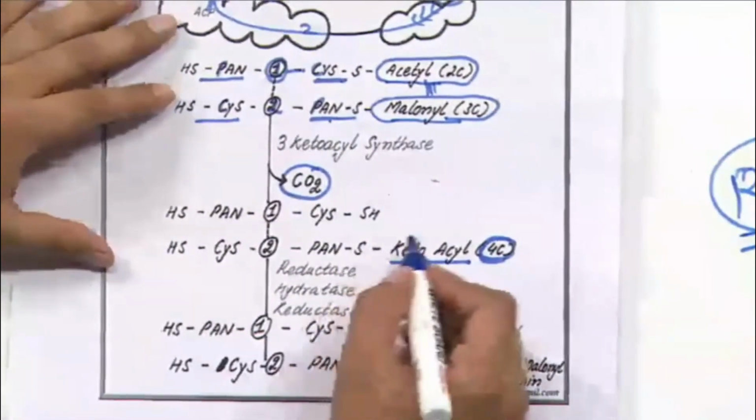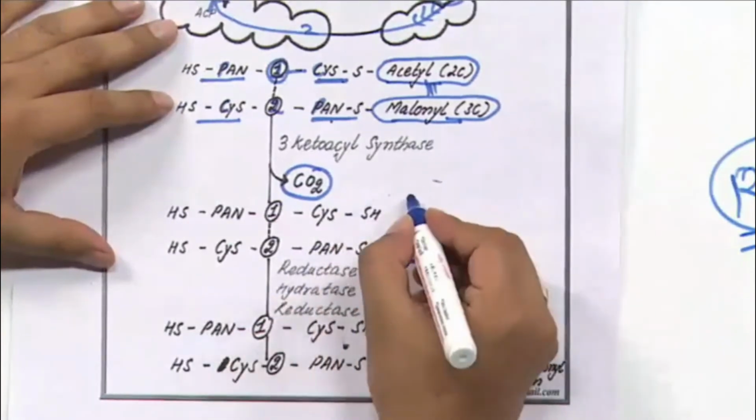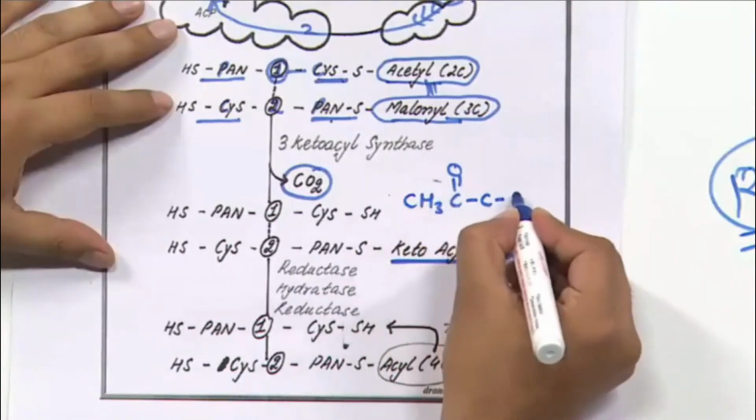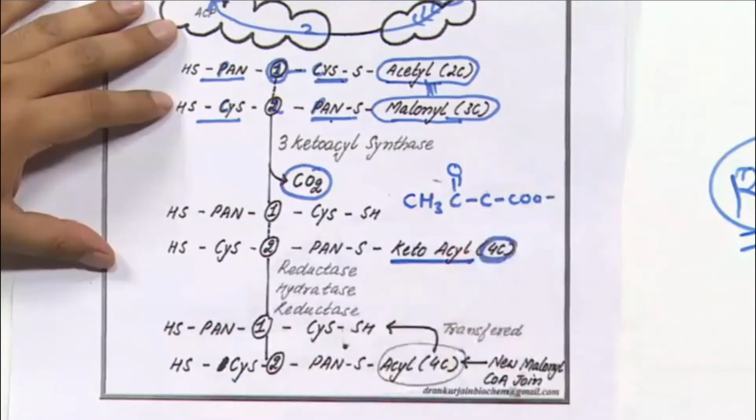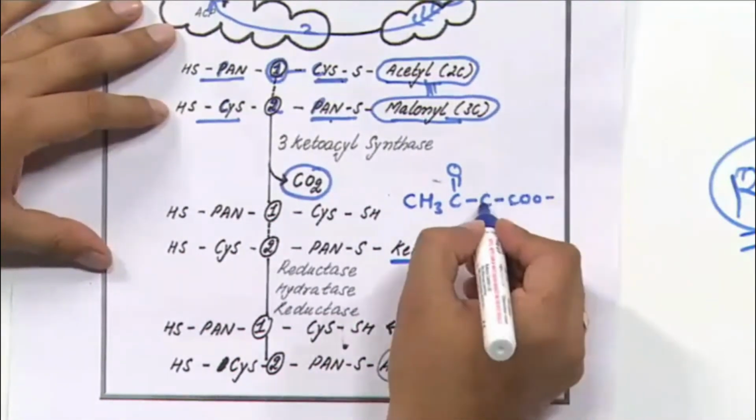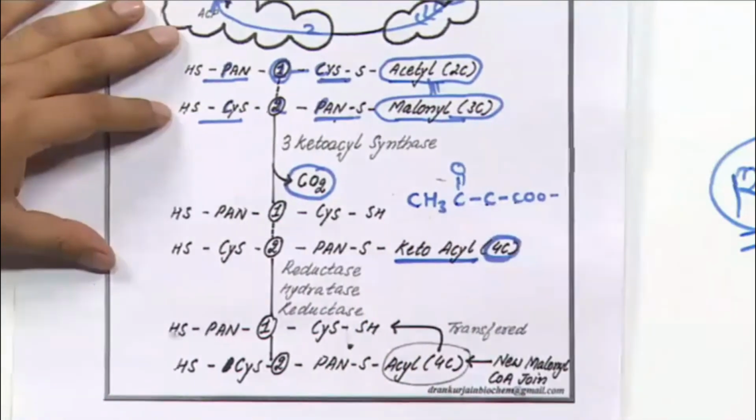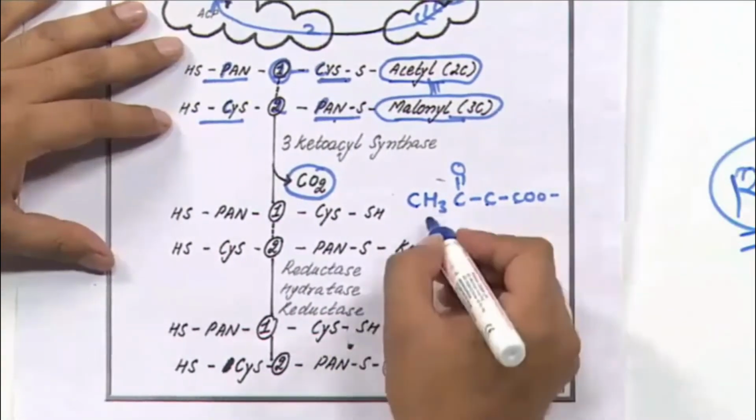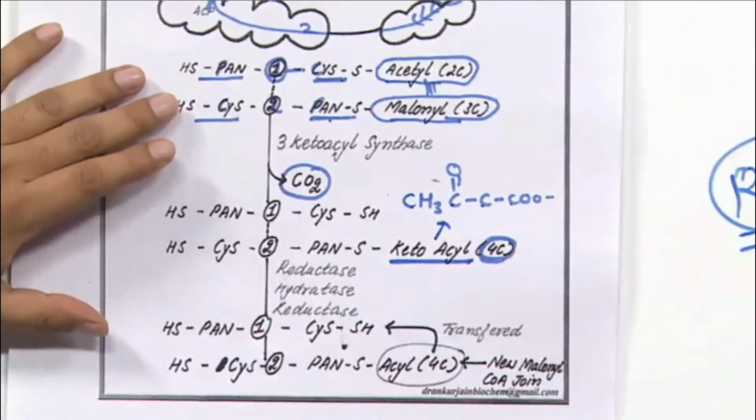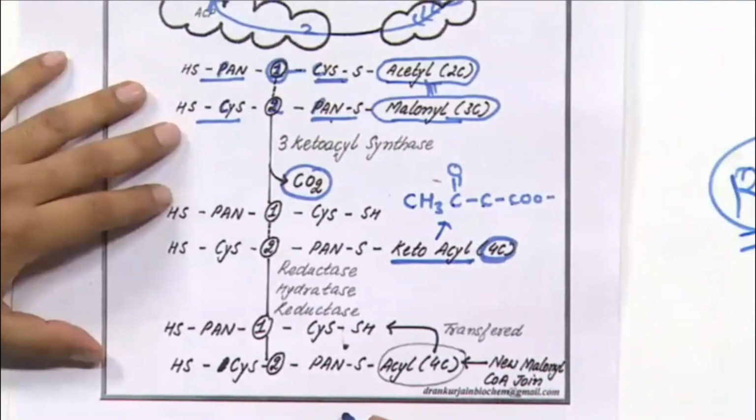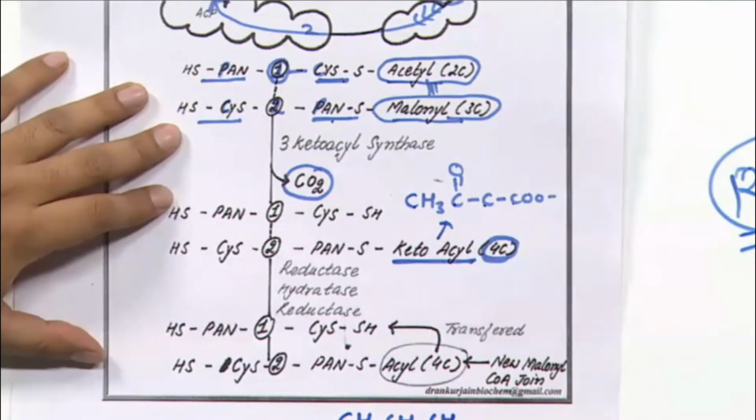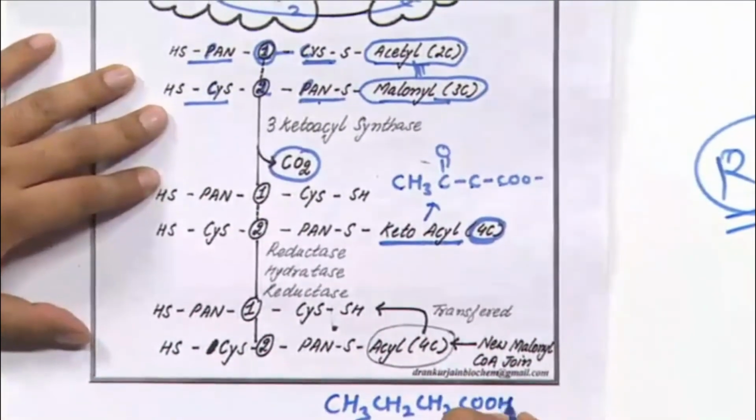Now this ketoacyl compound, CH3, having 4 carbon, 1 2 3 4, is ketoacyl. But we are to synthesize a 4 carbon fatty acid, butyric acid. What is butyric acid? CH3 CH2 CH2 COOH.